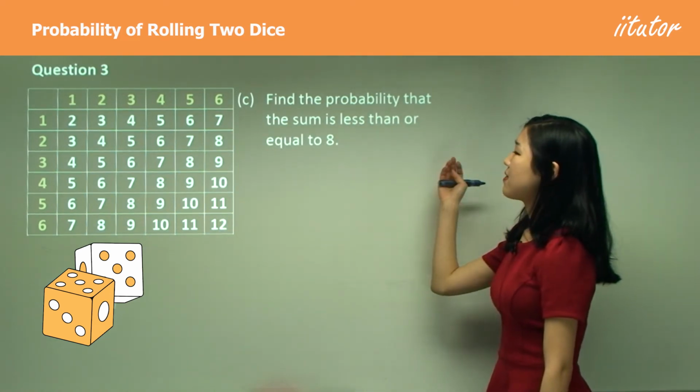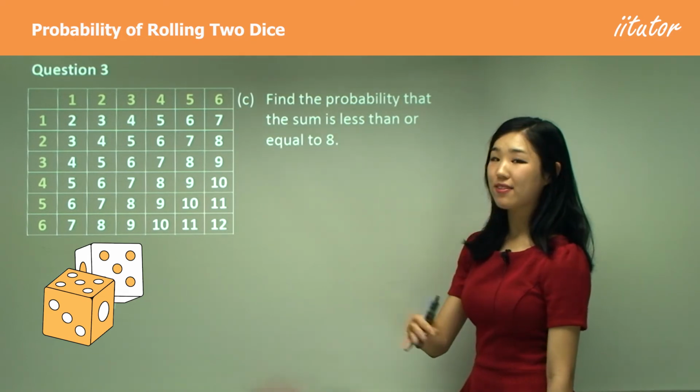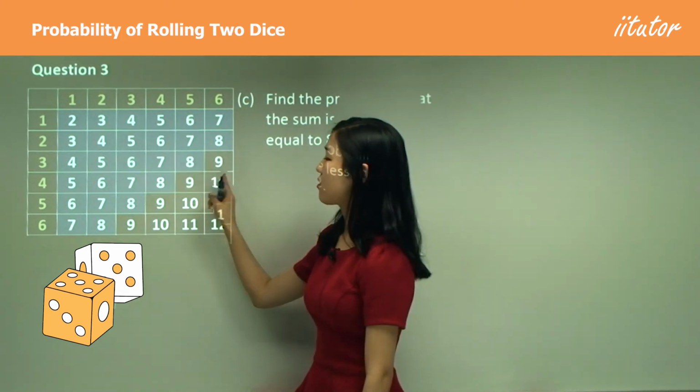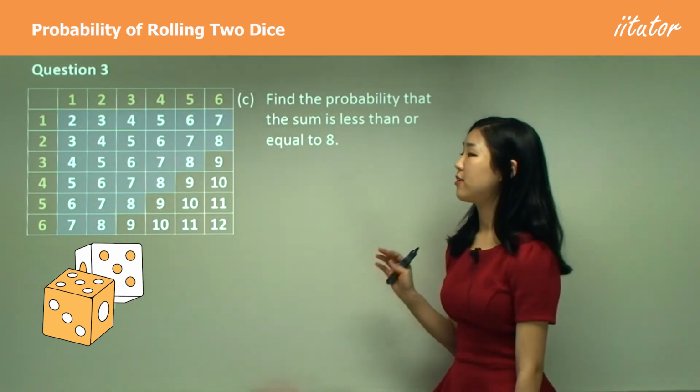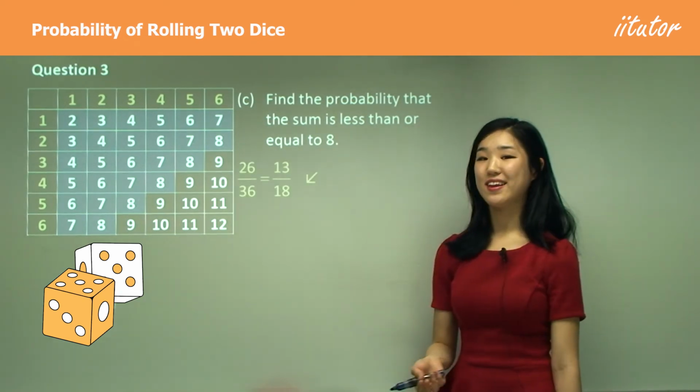Find the probability that the sum is less than or equal to 8. So anything that's 8 or less than. It's all of these numbers, excluding 9, 10, 11, and 12. So count them up, and you'll see that that's 26. So simplify to 13 over 18.